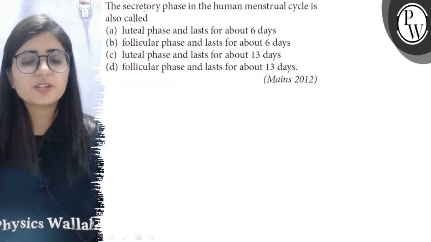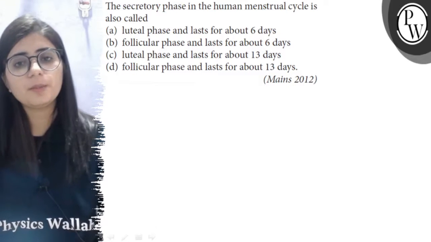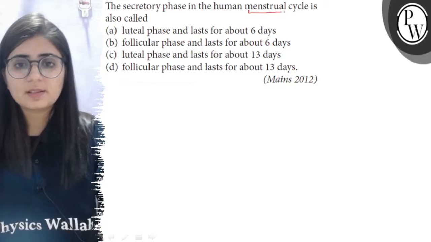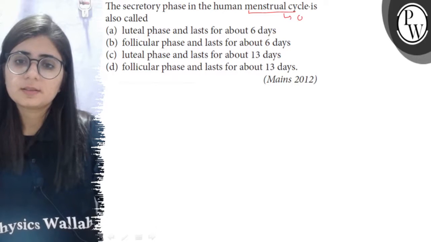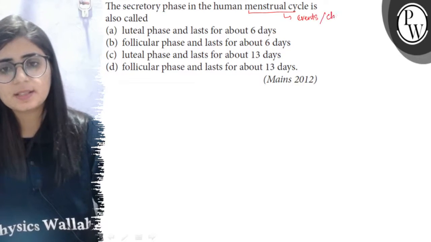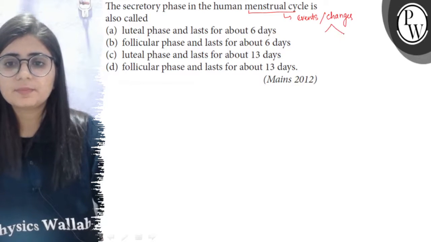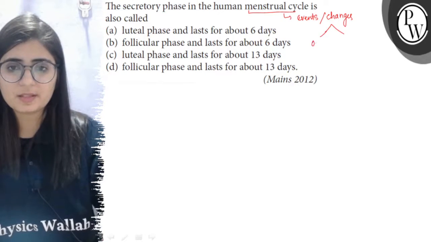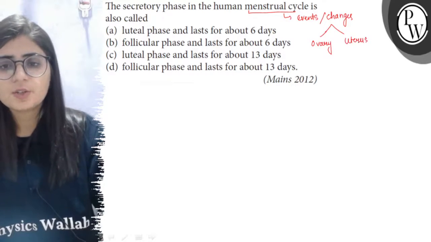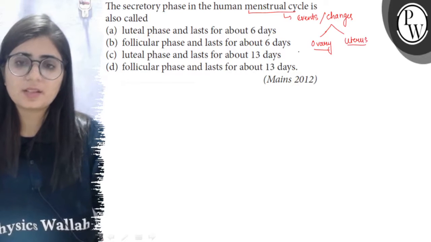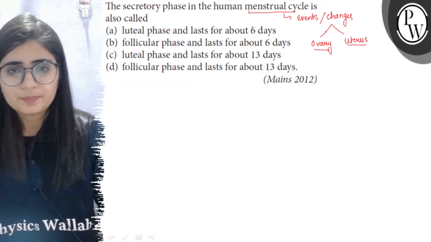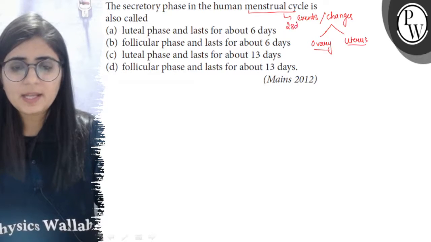Hello बच्चों, the question is: the secretory phase in the human menstrual cycle is also called? So the menstrual cycle is the events or the cyclic changes that occur in the female reproductive system, especially in the ovaries and in the uterus. Every month in the ovary and uterus there are some cyclic changes which keep on repeating. Now this cycle is of 28 days.